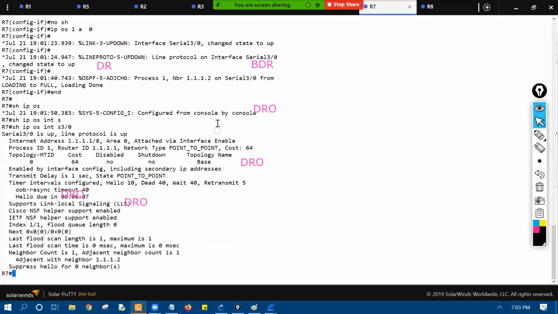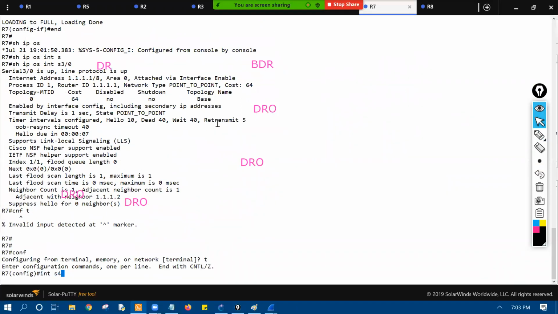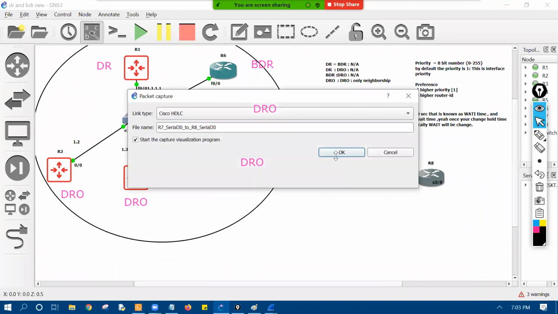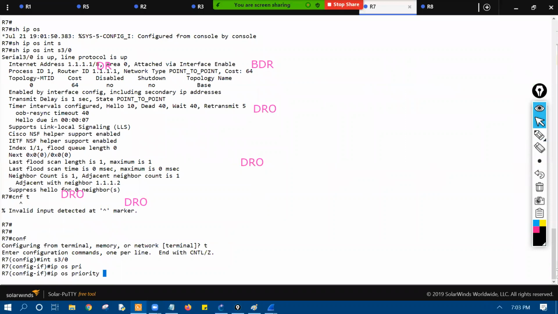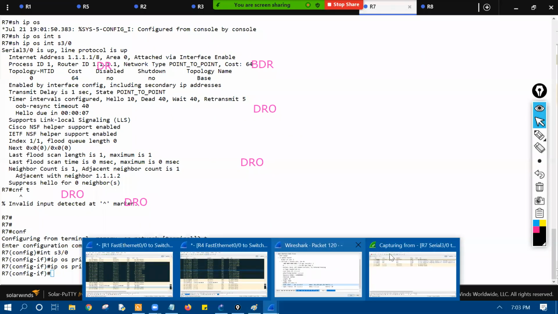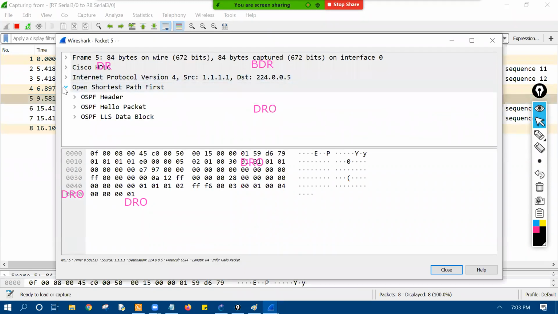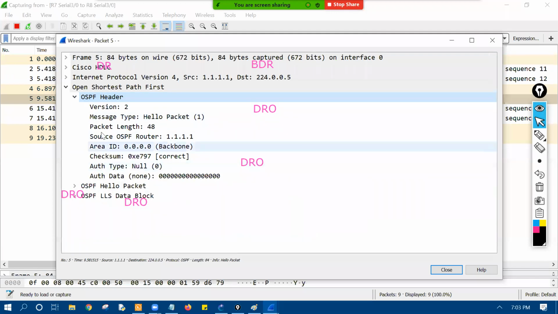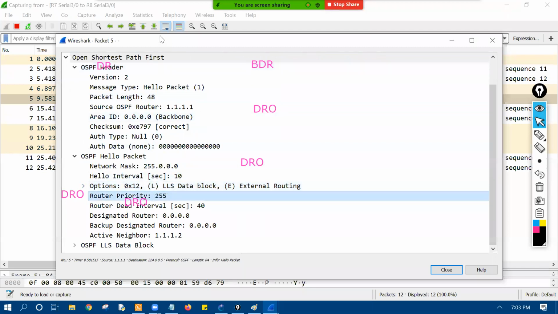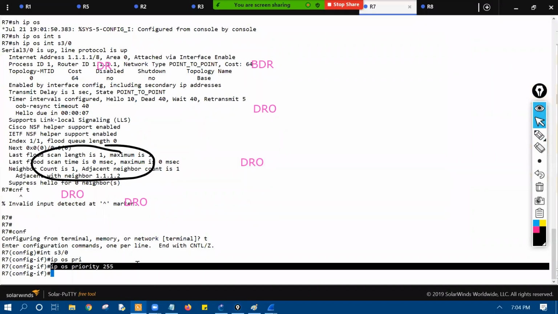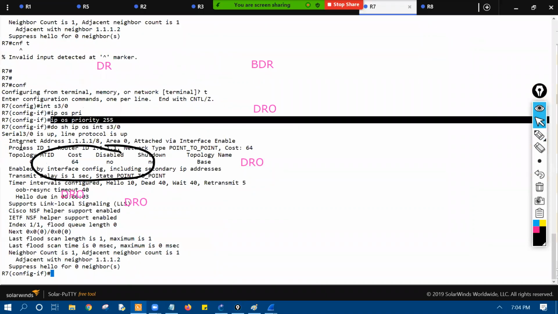If you check on R7, let's do one thing. Interface S3/0, IP OSPF priority 255, right? Priority is configured. I didn't discuss the header, we will discuss it tomorrow. So what happened? R1 is in the priority field, in the hello packet, but still there's no DR and BDR concept. I've configured this. If you check show IP OSPF interface, there's no DR and BDR. Okay, done.